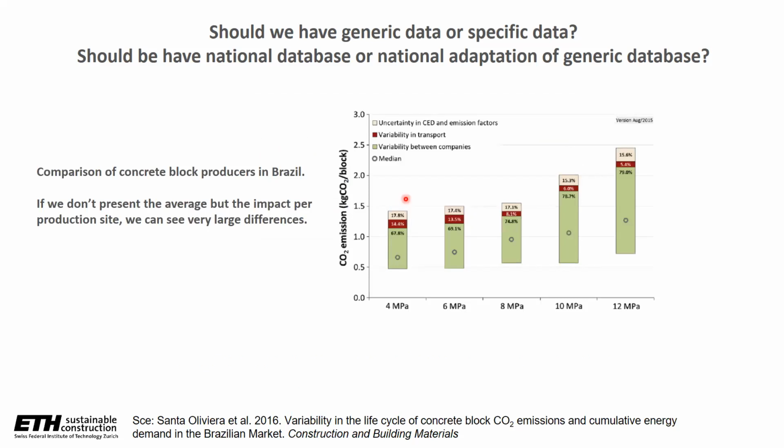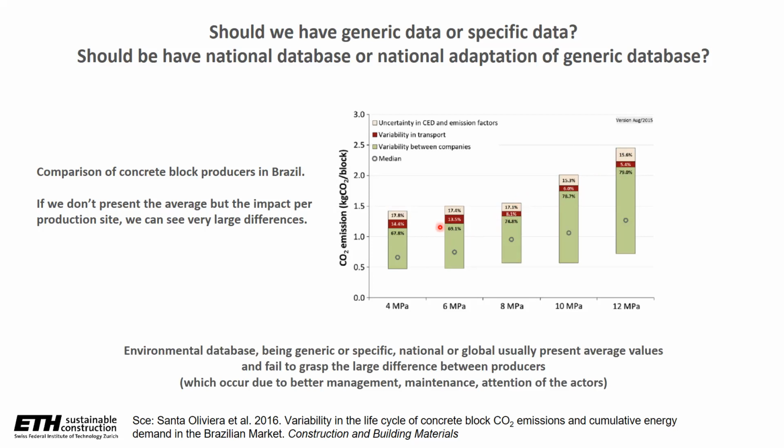Another example is the comparison of concrete block producers in Brazil, a study from Van der Lejon and his team, who have looked at 29 different concrete block producers and looked at the differences. You see the variability mainly comes from the companies and not so much from the transport or the uncertainties on emission factors. You also see the median, and so it means that a majority of the concrete producers are rather on the low side of the environmental impact, while you have a few that are exploding the impact because they just don't make any effort for improving their production. So it means that if we want to have a specific database, it should really focus on one producer and not a specific product with generic data on the average of concrete block producers.